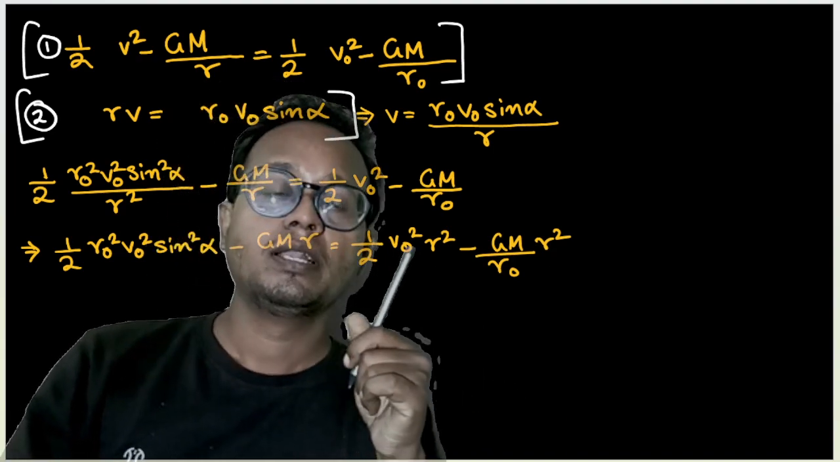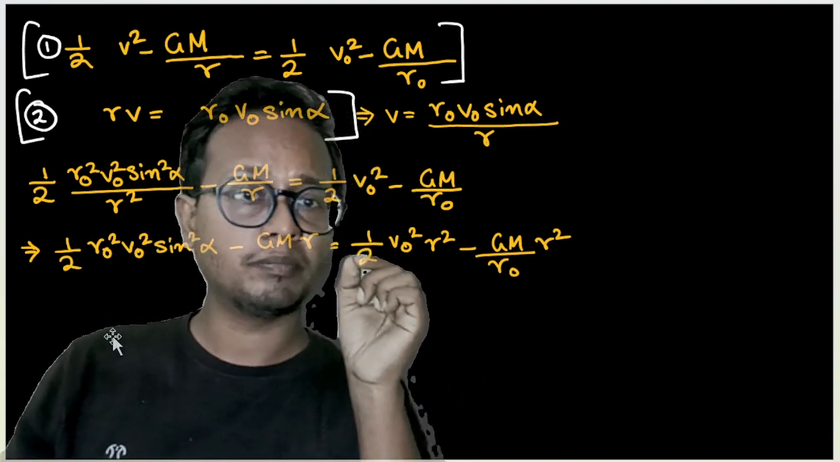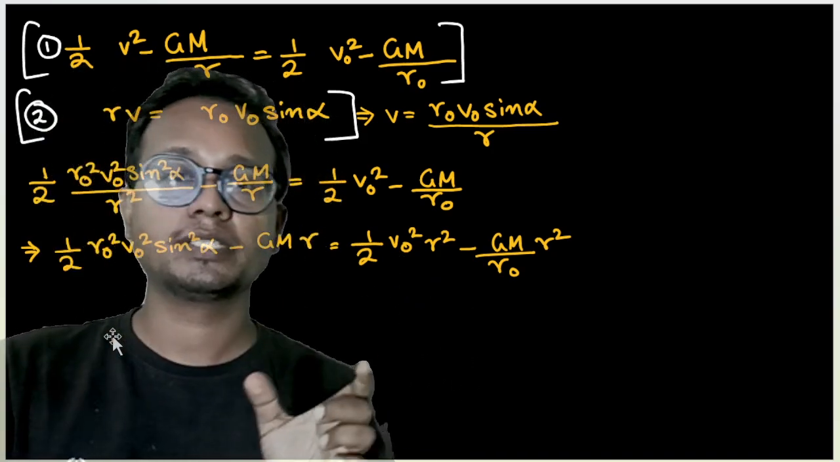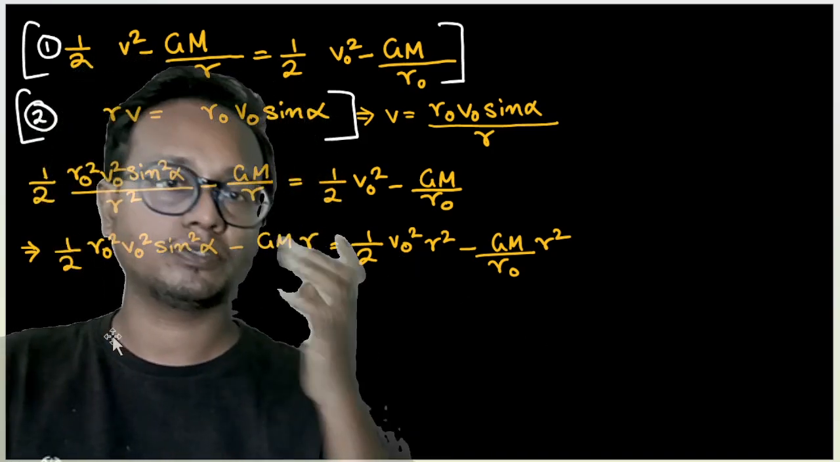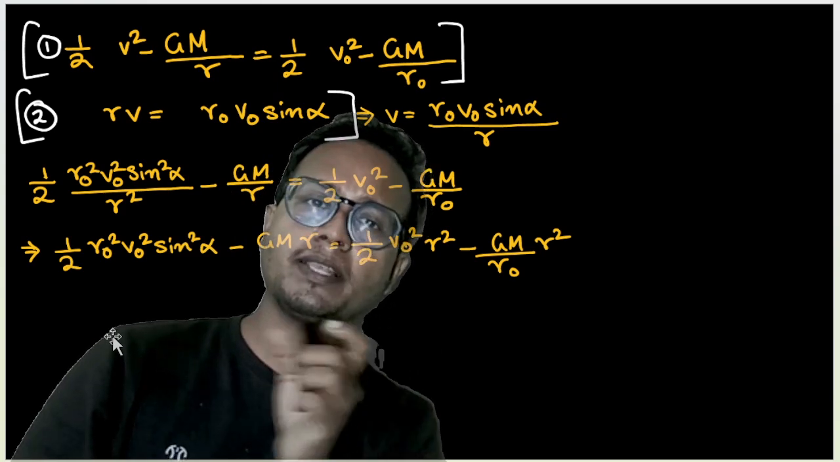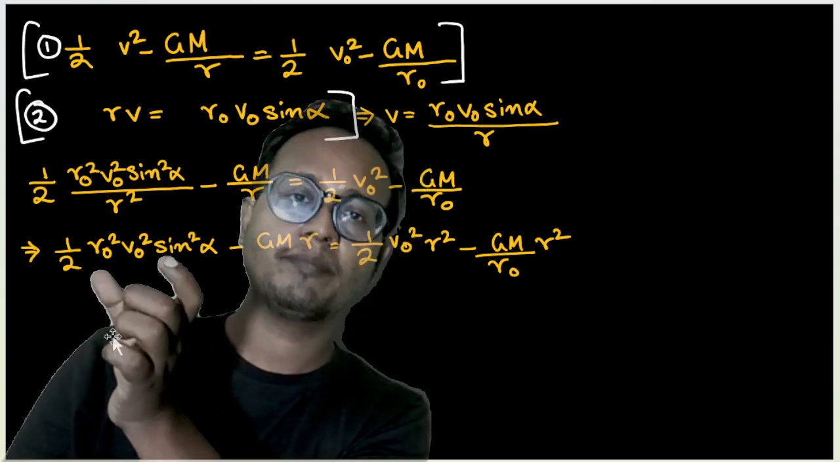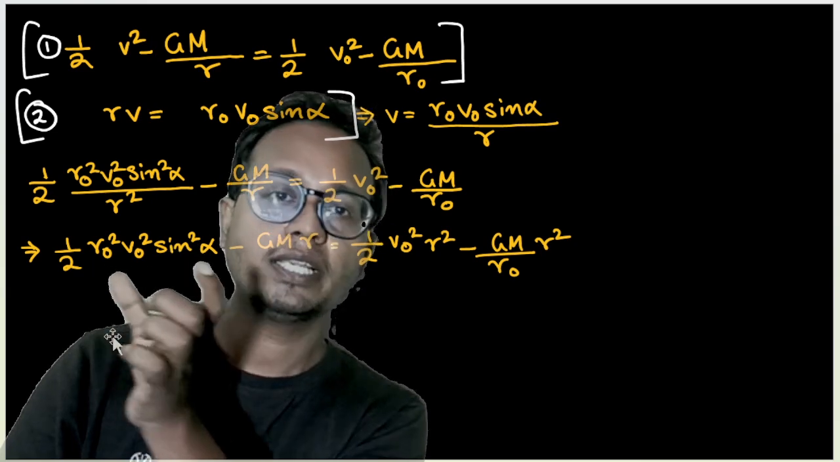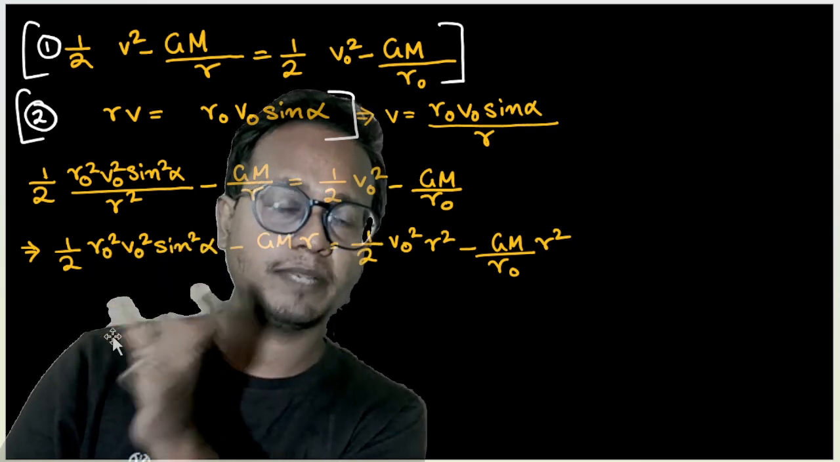The next step out here is to take GM by r0 common from all these 4 parameters, from the left hand side also, from the right hand side also. There's a doubt you might have: there is no parameter of GM out here. So when you take GM by r0 common, or exclude it from this, you have to multiply this parameter by r0 by GM.